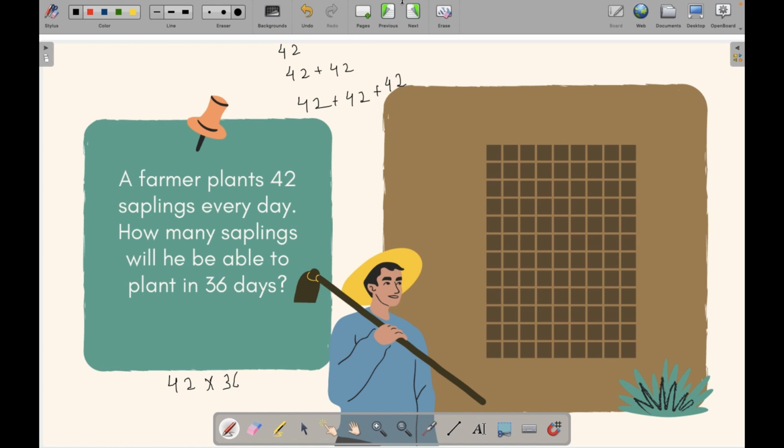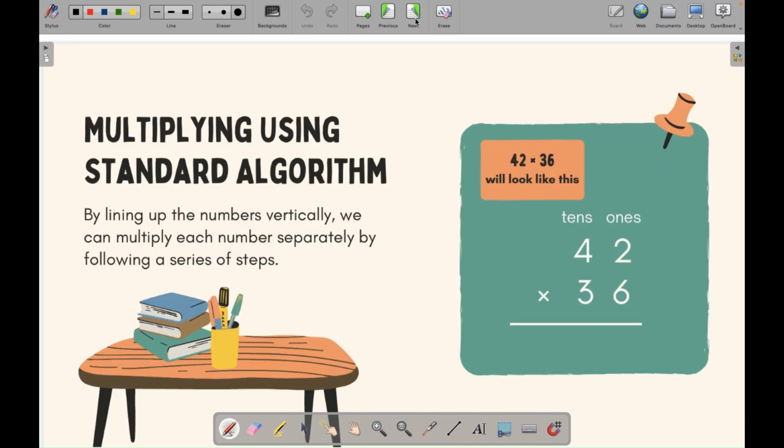Now what we need to do, we need to multiply those two numbers. So first of all, we need to apply the standard algorithm, which is the multiplication process that we just saw. We have these two numbers, we just have to make sure that the digits are aligned.